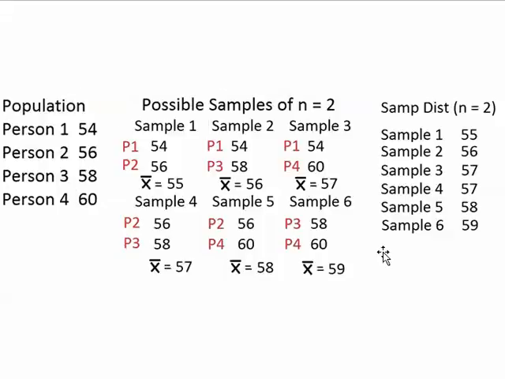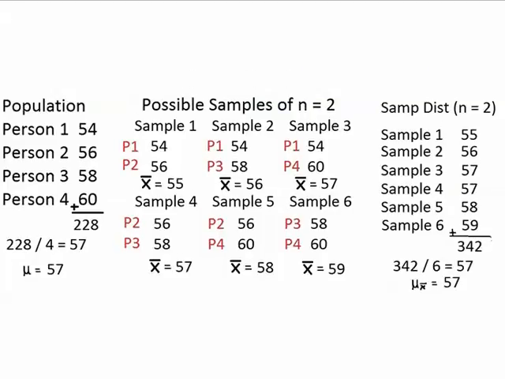Let's go back to this example where we were looking at the sampling distribution for the sample size of 2. If we add these 4 numbers over here in the population and divide the total by 4, we'll get the mean of the population. If we add the 6 sample means of the sampling distribution and divide the total by 6, we'll get the mean of the sampling distribution. And if we did that, we would see that the 2 means would come out to the same number. So the mean of the population equals the mean of the sampling distribution. These 2 means have to come out to the same number. And we can see here that they did come out to the same number. They both came out to 57.